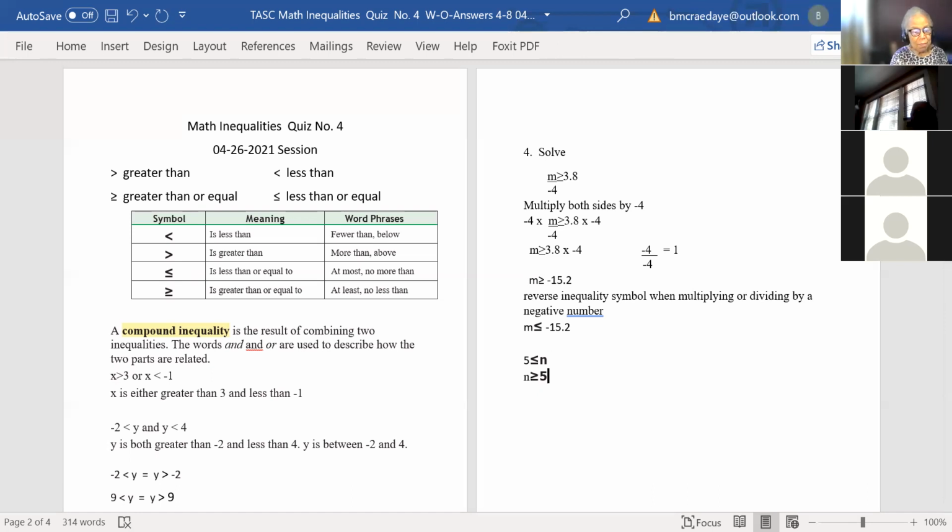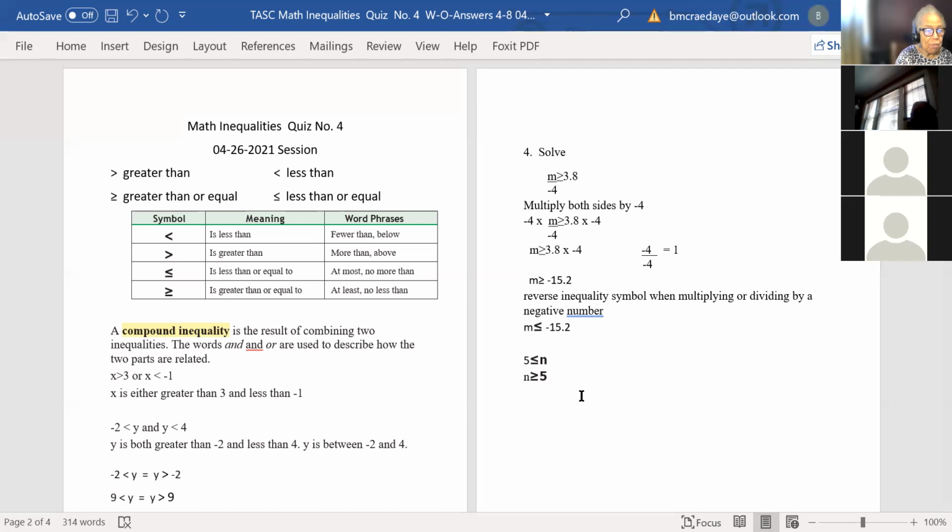So when you change the sides of a variable and a number or a combination, you reverse the symbol. Okay, so that's a different rule from when you multiply by the negative 1. So if 5 is less than or equal to n, then n is greater than or equal to 5. And this is particularly good when you're doing compound inequalities.